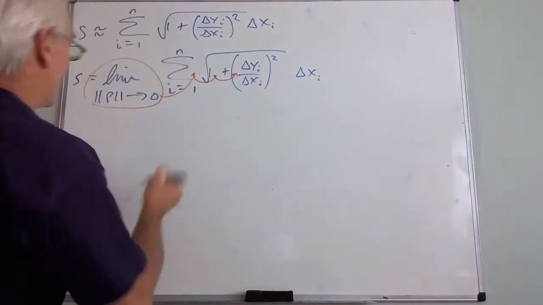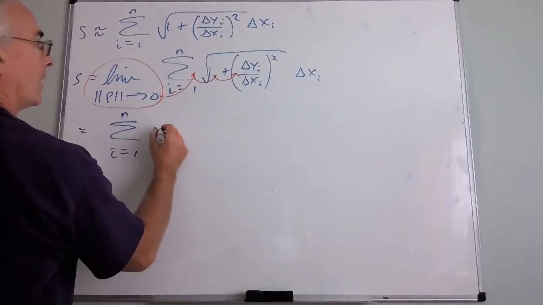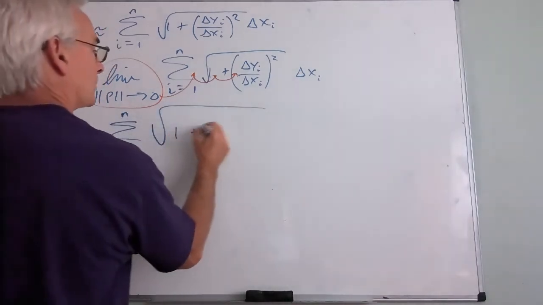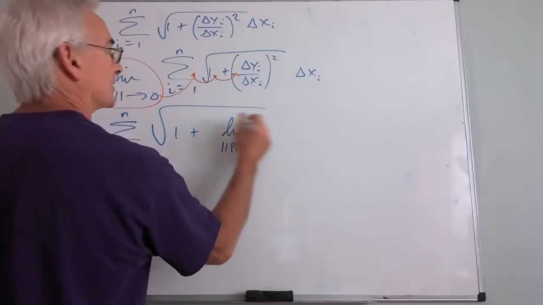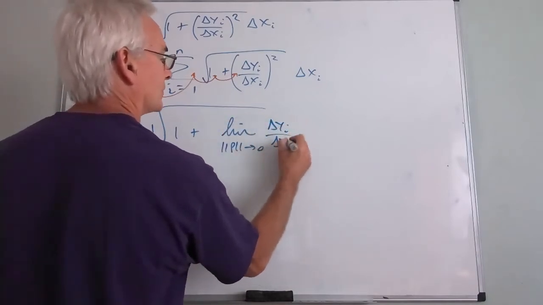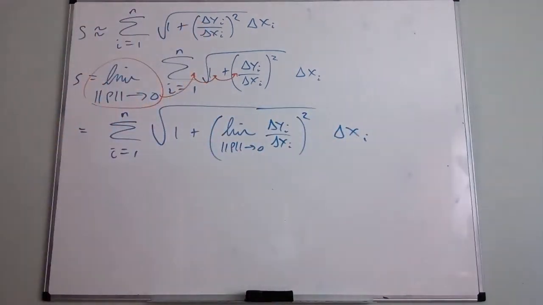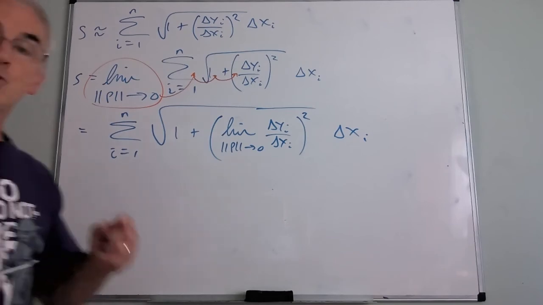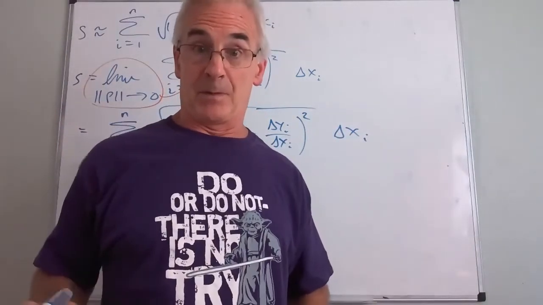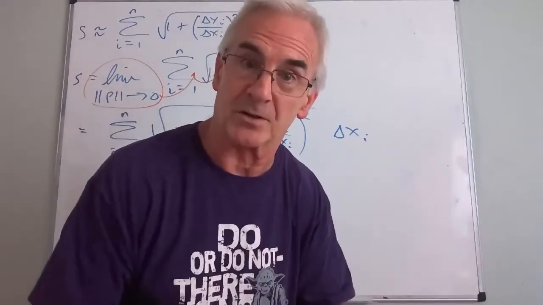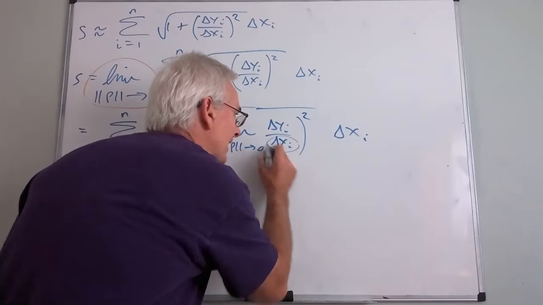You with me so far? This is absolutely equal to the sum from i equals 1 to n of the square root of 1 plus the limit as the norm of the partition approaches 0 of delta y_i over delta x_i, all being squared. That's what I'm pointing at. I can move the limit all the way into there. Remember, the norm of the partition would be the largest such delta x. If the biggest one's going to 0, then all of them are going to 0. But because I moved this all the way to the inside, this is the only delta x I see.